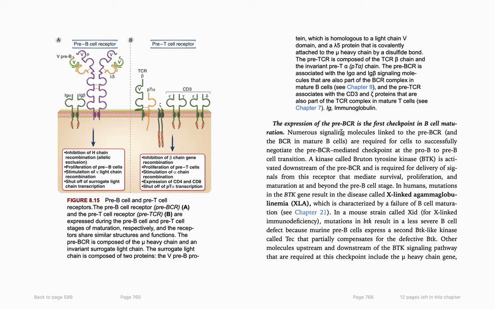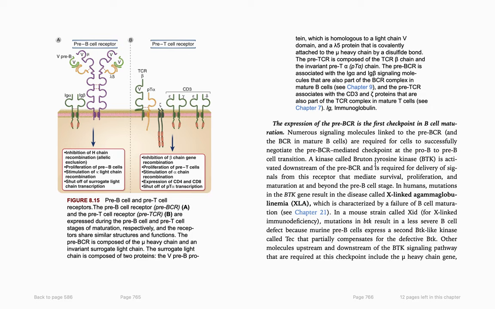So let us continue. The expression of pre-B cell receptor is the first checkpoint in B cell maturation. Numerous signaling molecules linked to the pre-B cell receptor and the B cell receptor in mature B cell are required for a cell to successfully negotiate the pre-B cell receptor mediated checkpoint at the pro-B to pre-B cell transition. A kinase called Bruton tyrosine kinase is activated downstream of the pre-B cell receptor and is required for delivery of signal from this receptor that mediates survival, proliferation, and maturation beyond the pre-B stage.